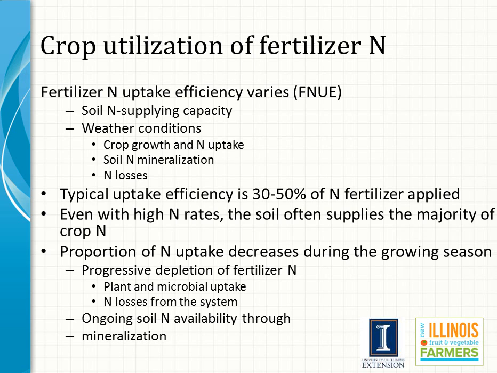Moving on to specific nutrients, let's take some time to discuss one of the most important nutrients required by plants, nitrogen. Crops differ in their ability to take up nitrogen from the soil solution. The efficiency of the process differs due to soil nitrogen supplying capacity, weather conditions, plant population, plant age, and the specific crop. Not all fertilizer that is applied is taken up by the crop. Frequent estimates of crop uptake are 30 to 50% of the applied nitrogen. Even with high nitrogen dosage rates, the soil often supplies the majority of the crop nitrogen.